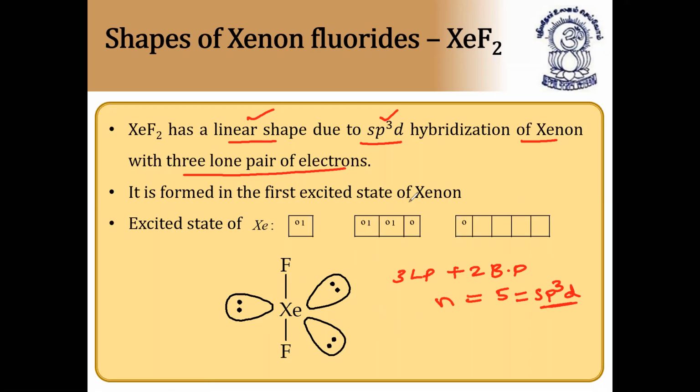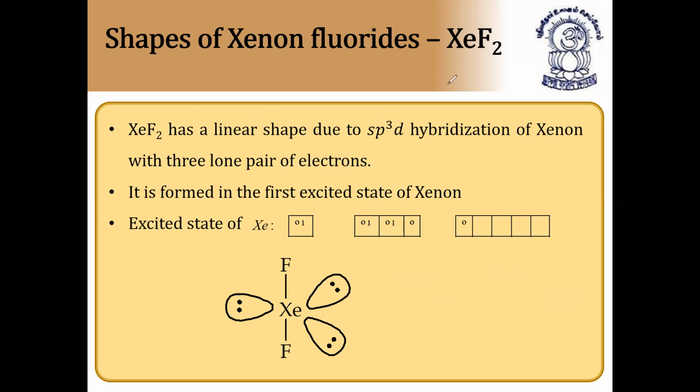It is formed in the first excited state of xenon. Here this is the number of electrons in xenon. So it has 3 lone pairs and 1 bond pair. This is the first excited state, and the remaining are all lone pairs. So these are 3 lone pairs, and this is 2 bond pairs. And 1 electron is coming from this to here. I hope it is clear. So this is called xenon difluoride.